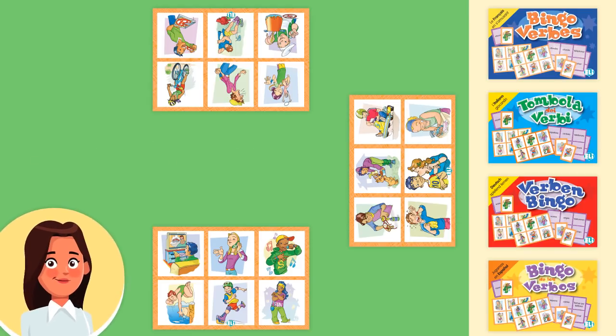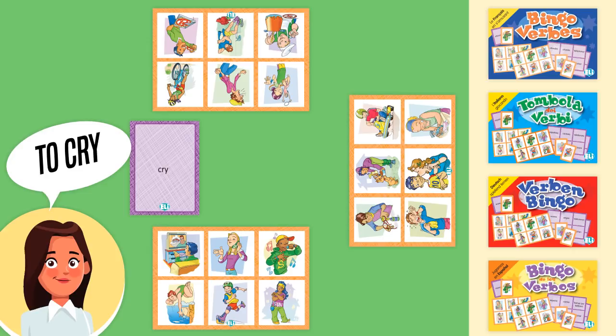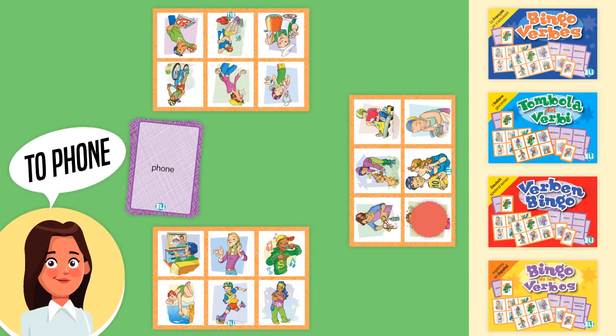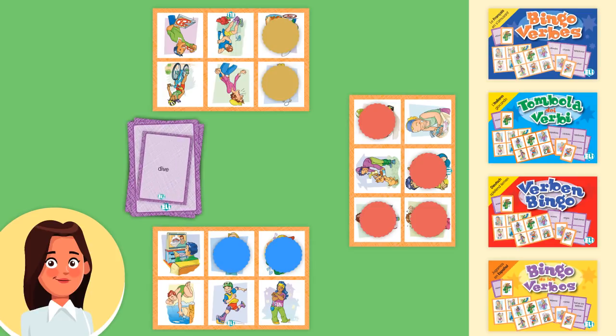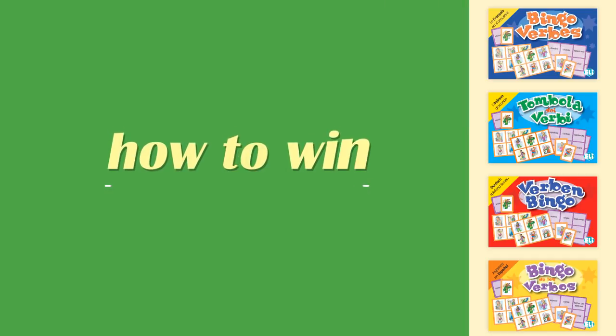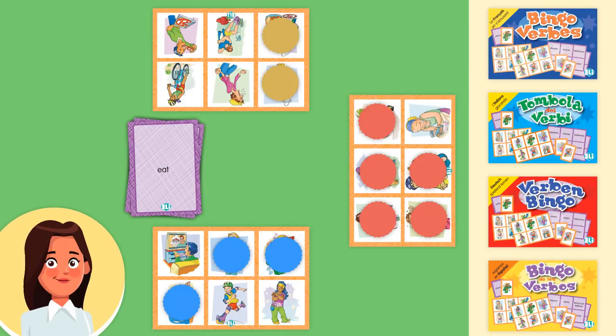The teacher picks up a card and reads aloud the written verb, showing it to the class. To cry. Players who have the corresponding illustrated action on the boards can cover it with a token. To phone, to sing, etc. The winner is the player who covers all the actions on his or her board first.